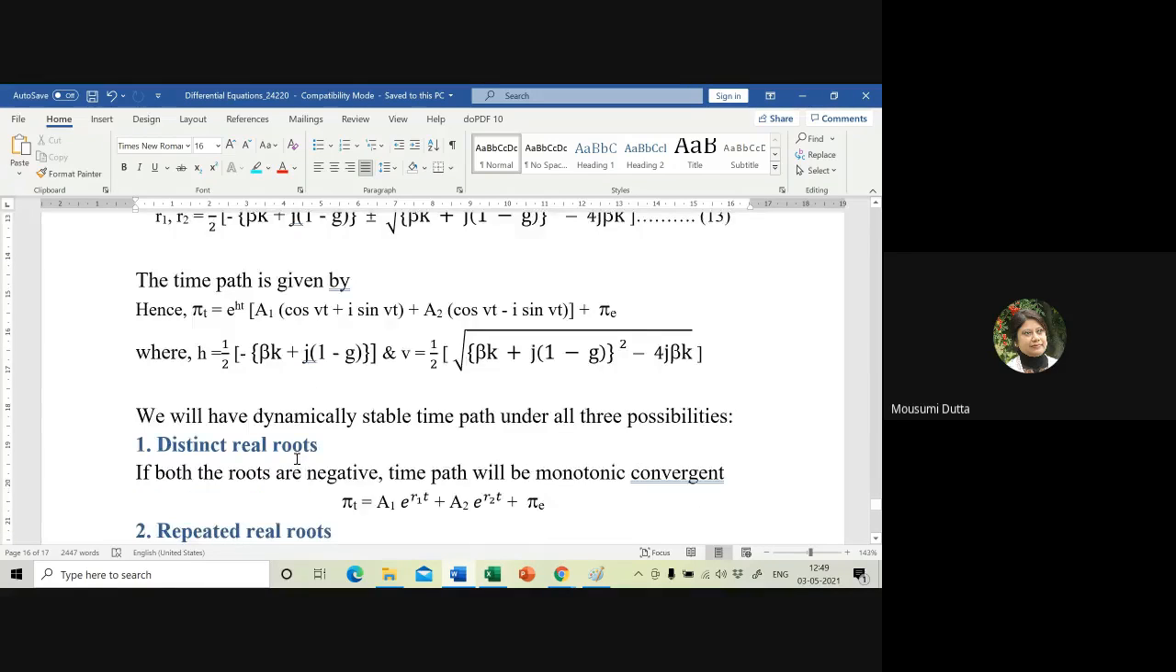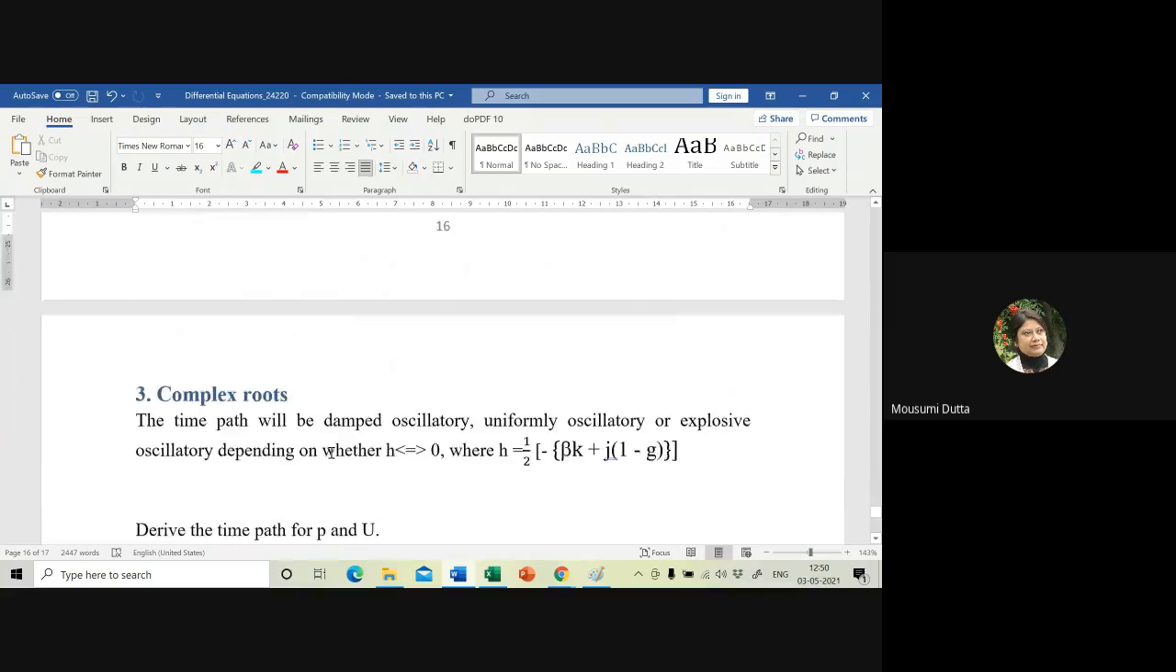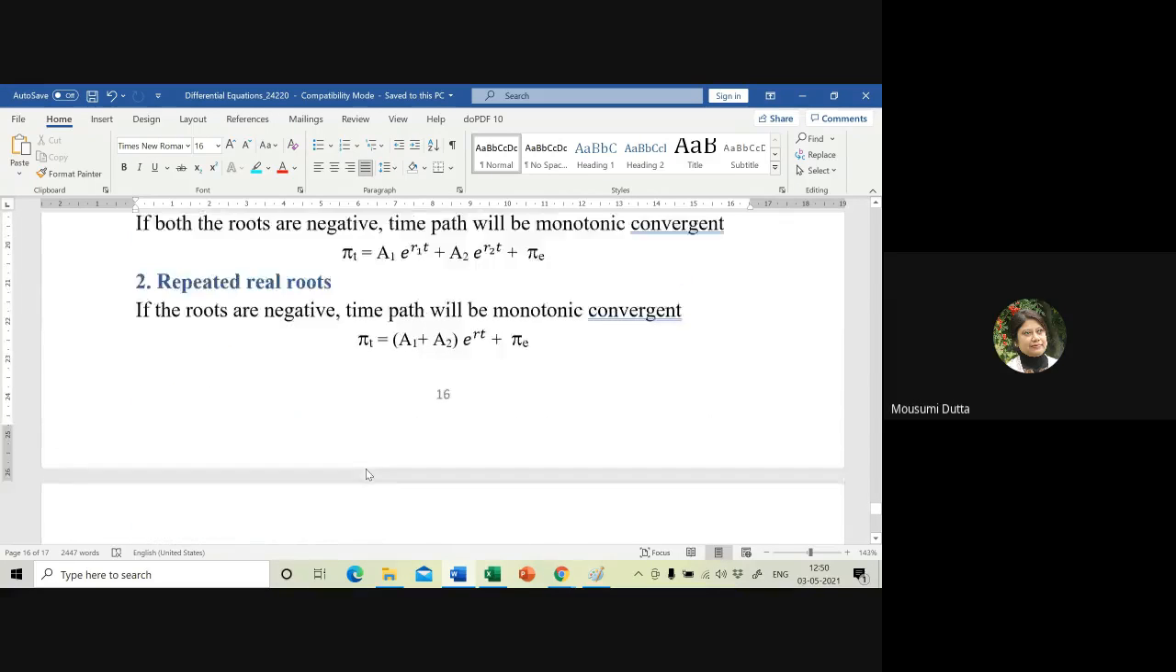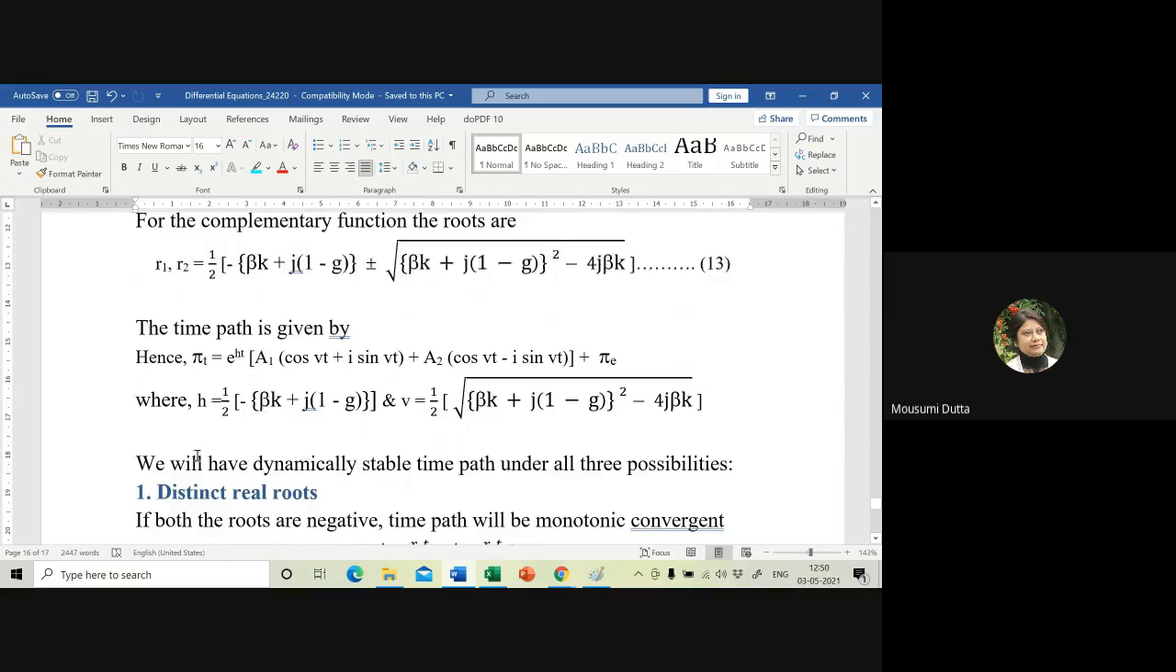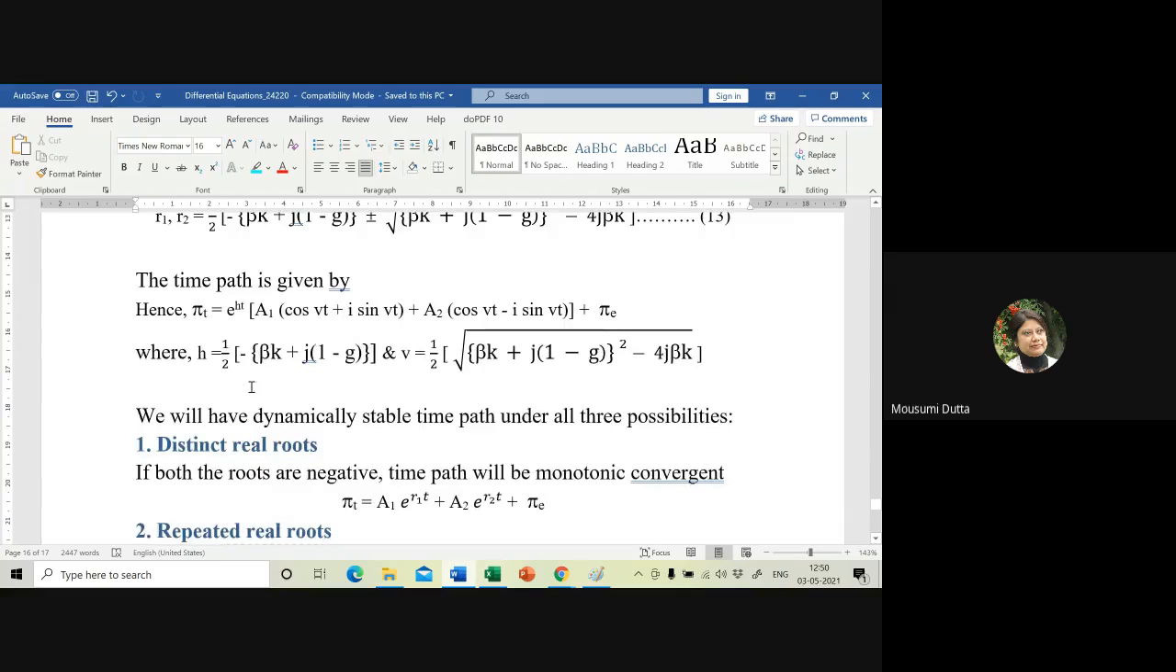So next, we will check for a dynamically stable time path under all three possibilities: distinct real roots, repeated real roots, and complex roots. Because we will get a dynamically stable time path if we can show that this h is negative. If this h is negative under all circumstances, your time path will be dynamically stable.